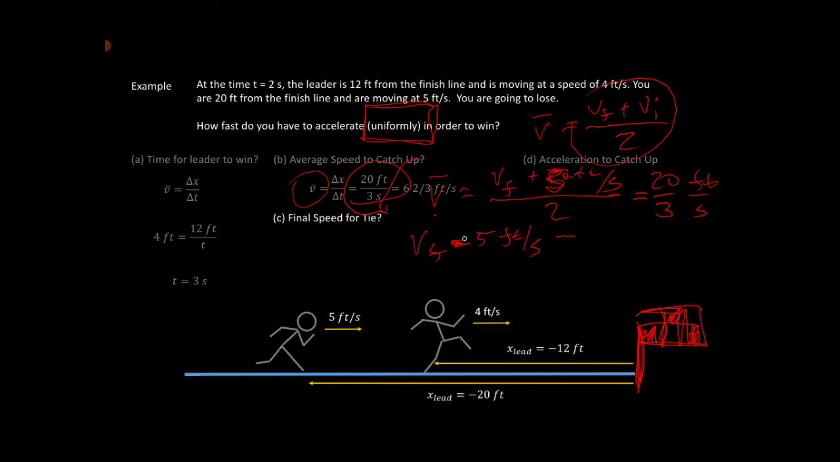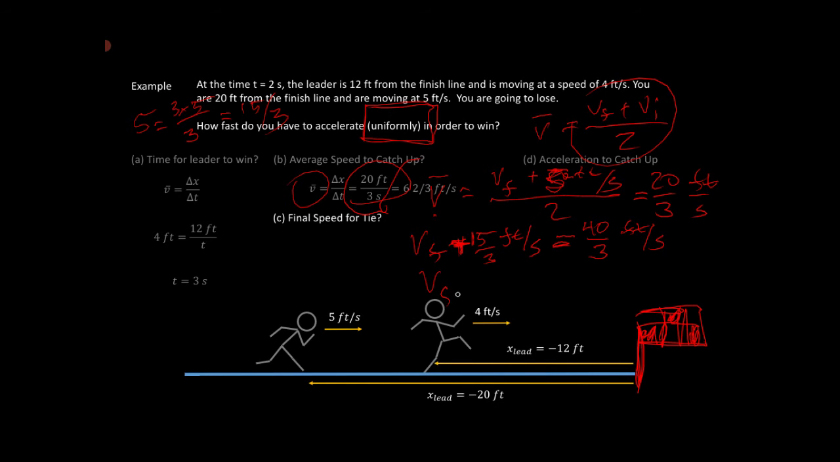Plus 5 feet per second equals 40 thirds feet per second. We might want to multiply this by 3, or get this in thirds so we can add it. So 5 equals 3 times 5 over 3, which is equal to 15 thirds. So we have 15 thirds feet per second.